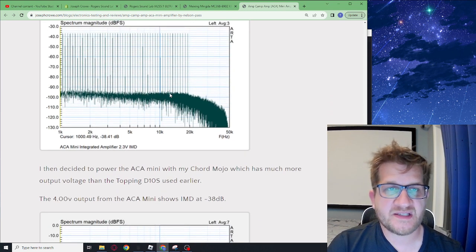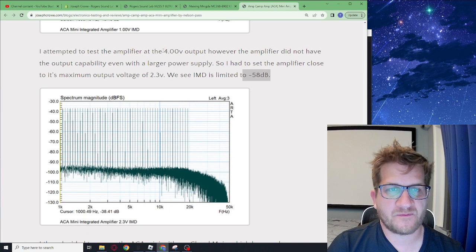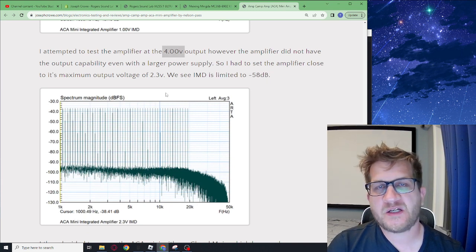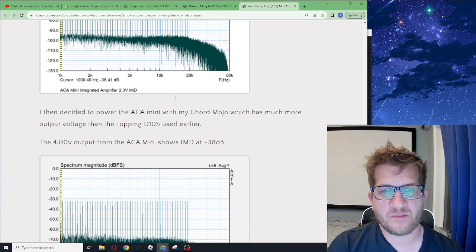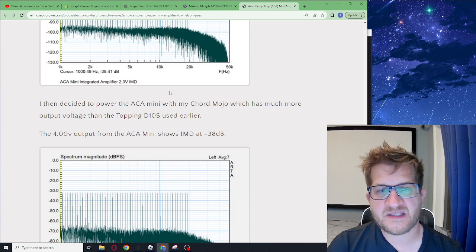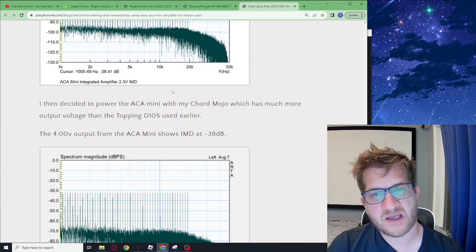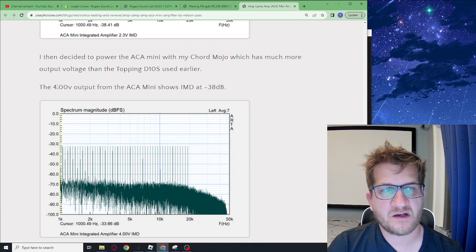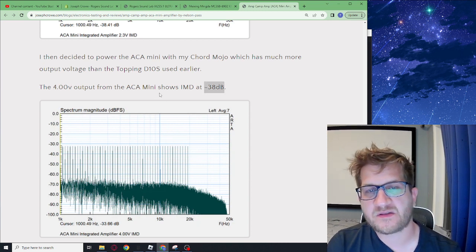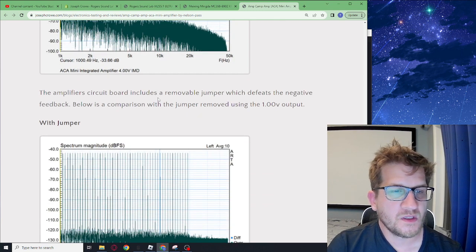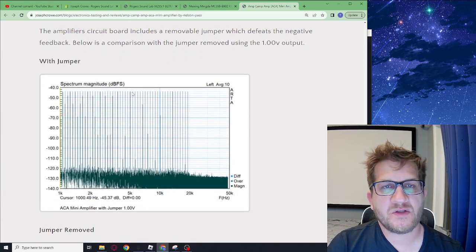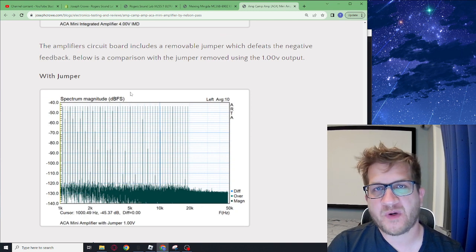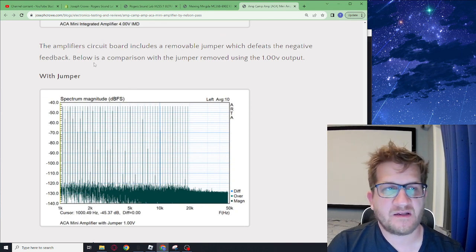I really wanted to see what was going to happen with the full 4 volt. So I swapped out the Topping D10S for my Chord Mojo, which is basically a headphone amplifier that has a pretty high output voltage capability. It was able to drive the amplifier to the 4 volt output. And so we see here that dynamic range is 38 dB. So I decided to look at the removable jumper, which defeats the negative feedback.